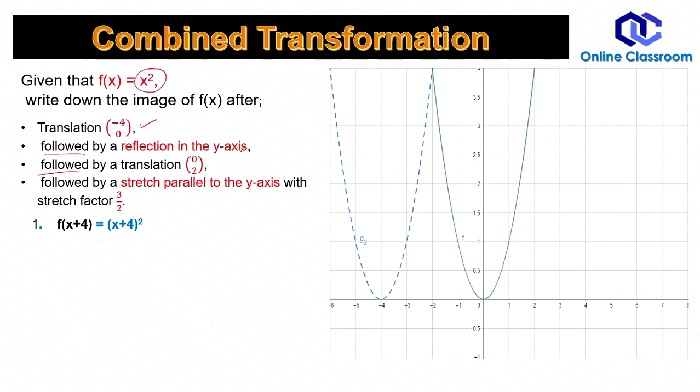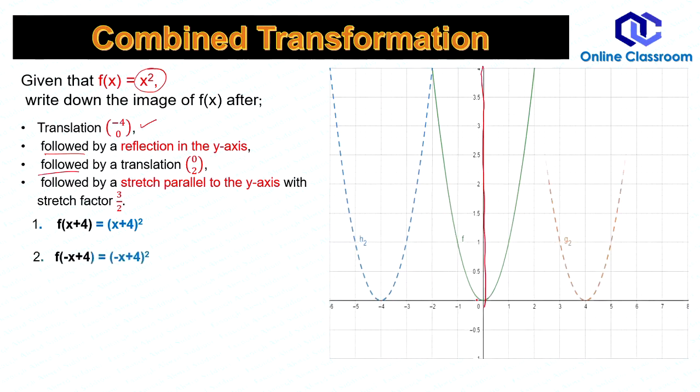Now reflection in the y-axis. After shifting this, then you reflect in the y-axis. First we have done the translation 4 units towards left. Now reflect in the y-axis. This is your mirror, the y-axis. Reflect in the y-axis. You see the complete reflection of this blue graph to the red graph, at equal distance from the y-axis.